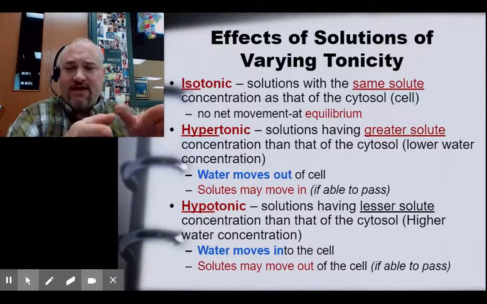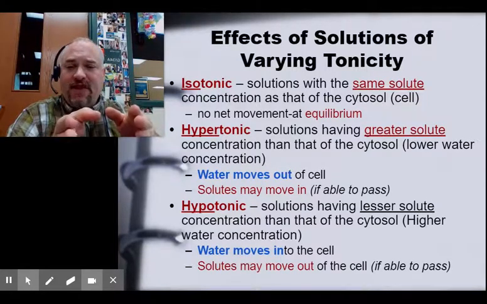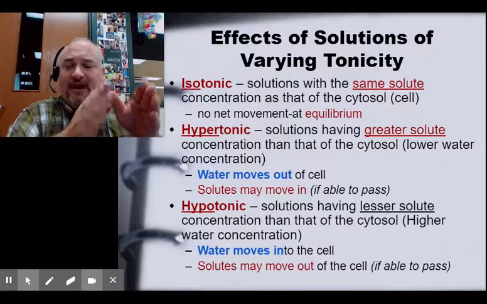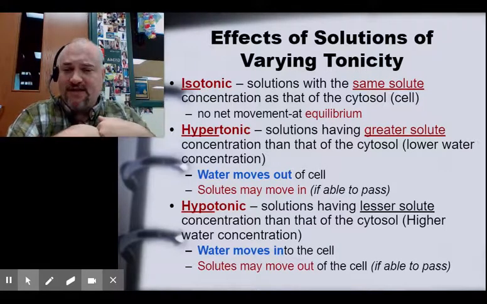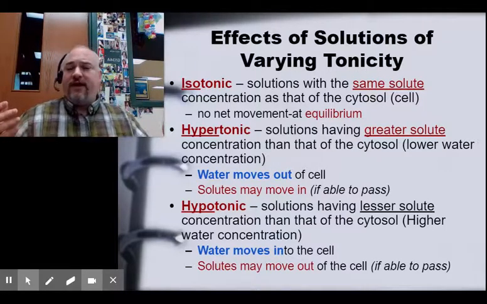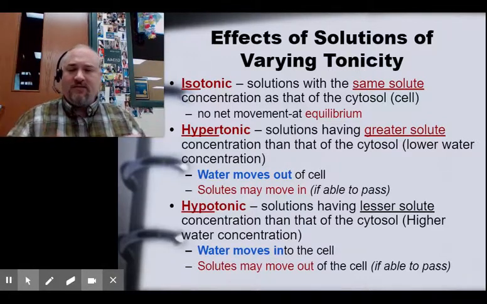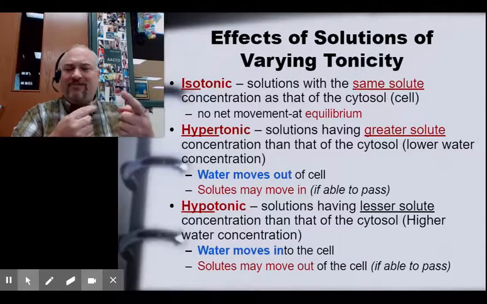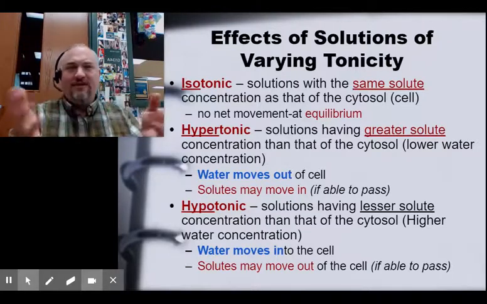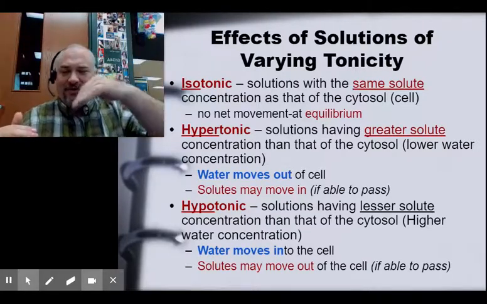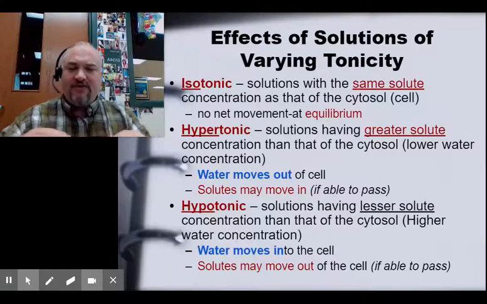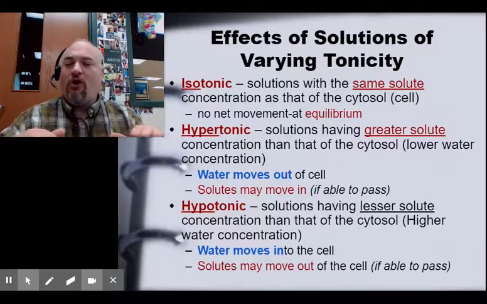So isotonic means we have iso, same amount of solute outside the cell as we do inside the cell. So essentially, we're already at equilibrium. Everything's kosher, everything's copacetic. If things can pass through the membrane, they're passing back and forth, but they're passing back and forth at roughly the same rate. There's no big downhill trend moving things in or out. Everything just stays calm and peaceful and just where it's at, and everybody's happy.